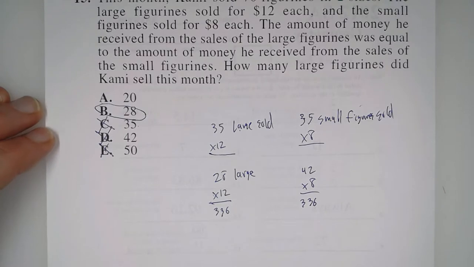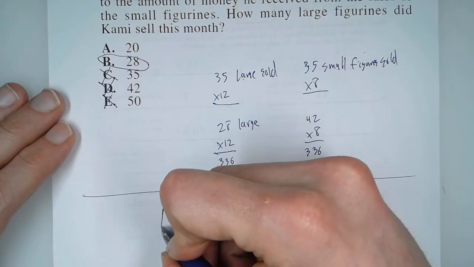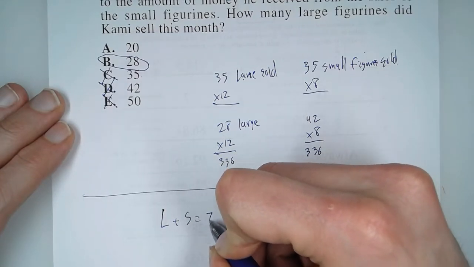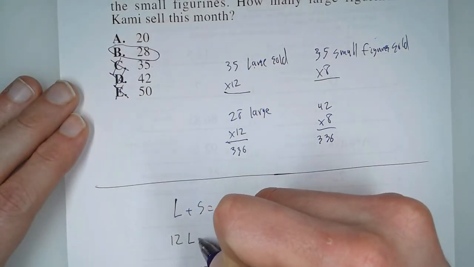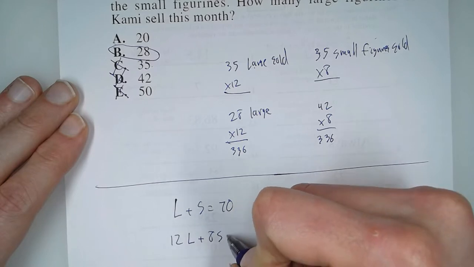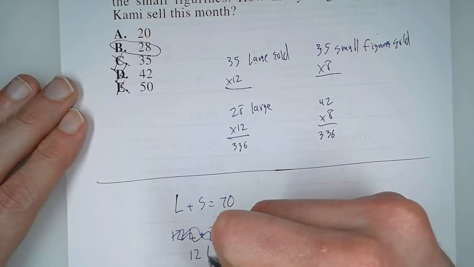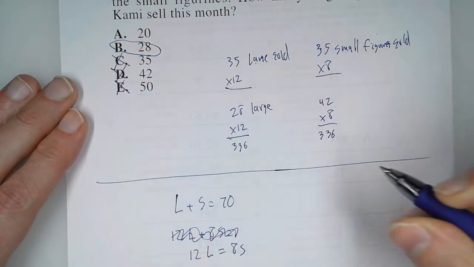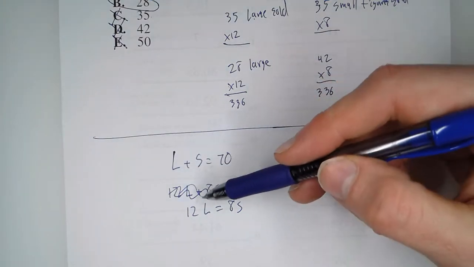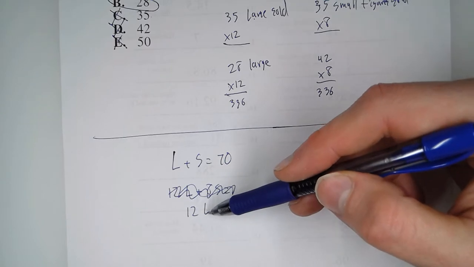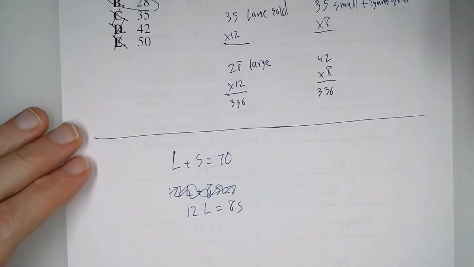Now, if you're looking for a more algebraic approach, it would look like this. So large plus small equals 70. And 12 large equals 8 small. So this says that the number of large and small figurines was 70. The amount made on the large, 12 times the number of larges, equals the amount made on small, 8 times the number of small figurines.